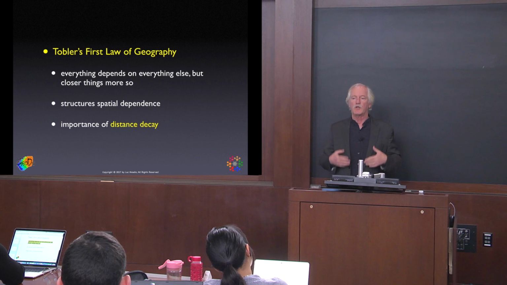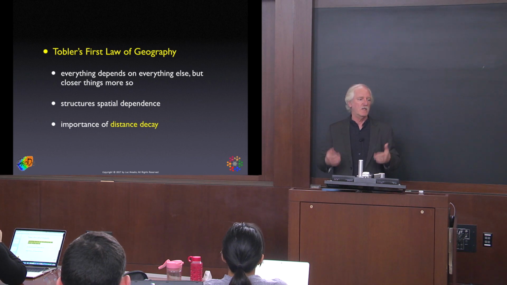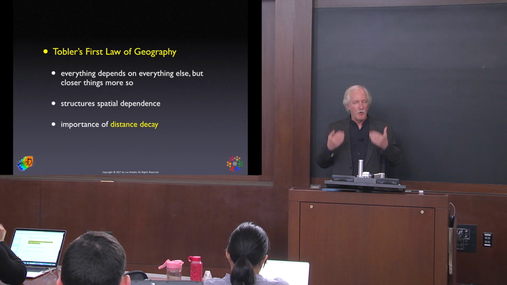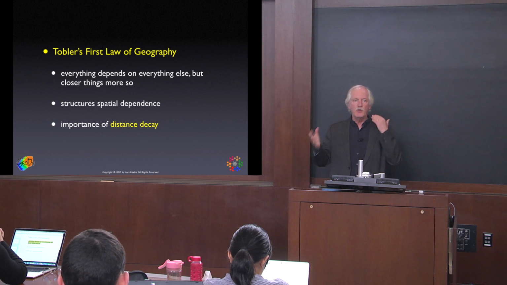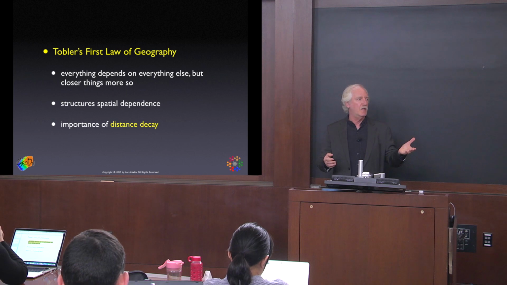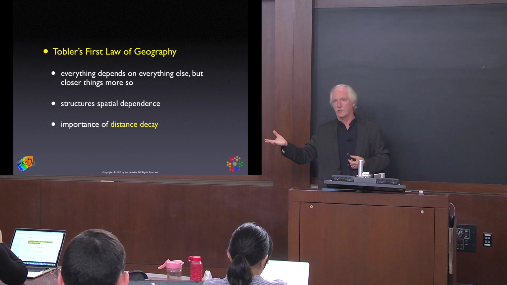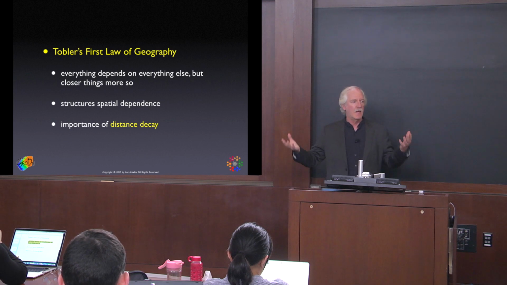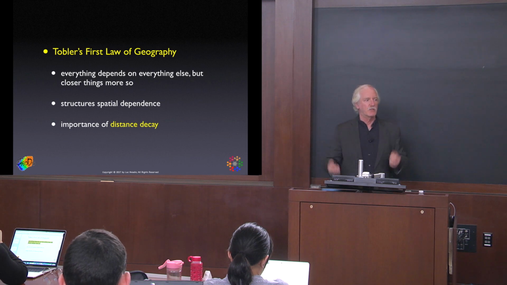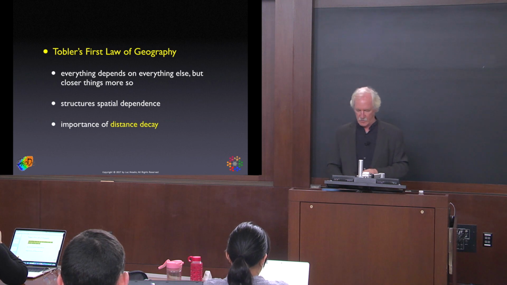So Tobler's law seems like circular reasoning, but the point that it brings home is that there are 2 different things going on here. One is attribute similarity. The other one is geographical or network similarity. And getting these 2 together is the challenge that we face here.